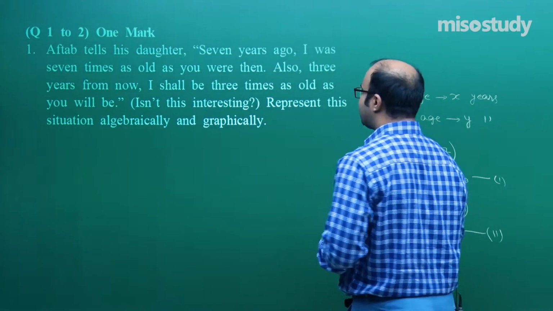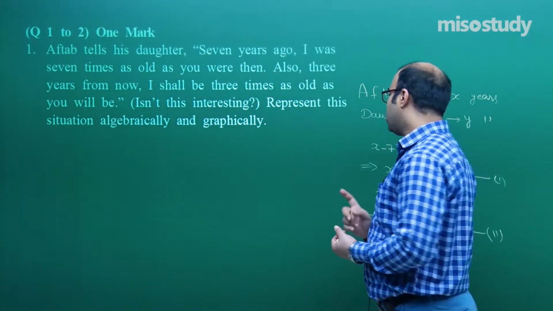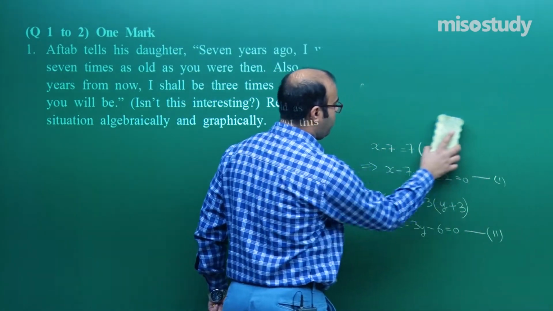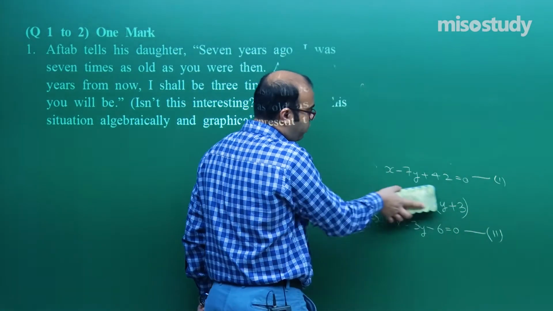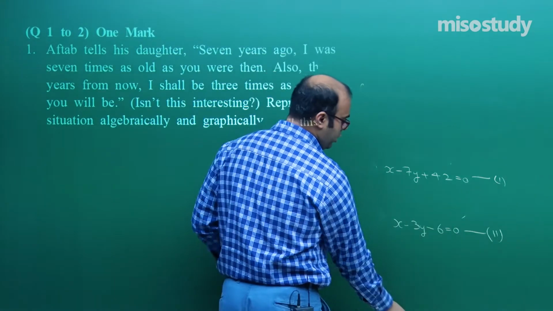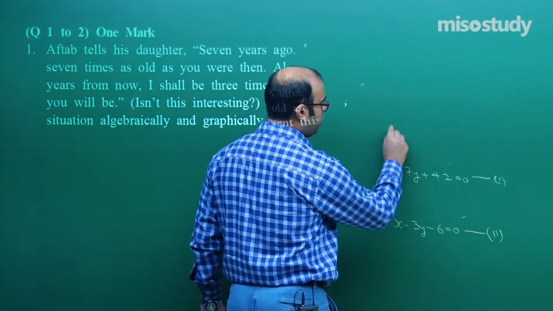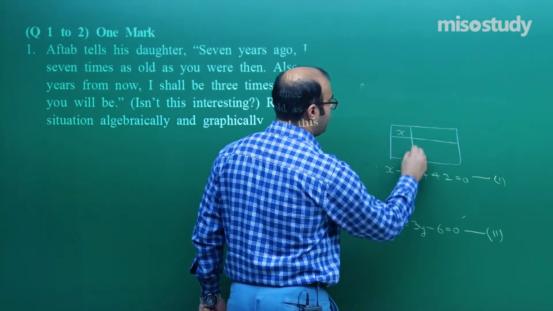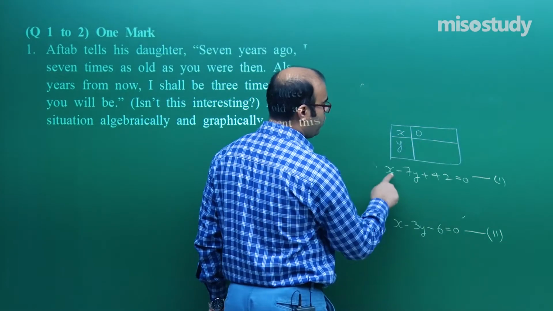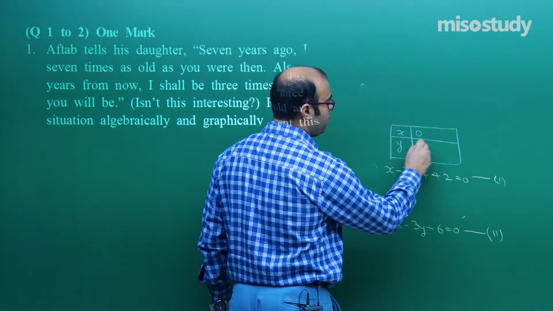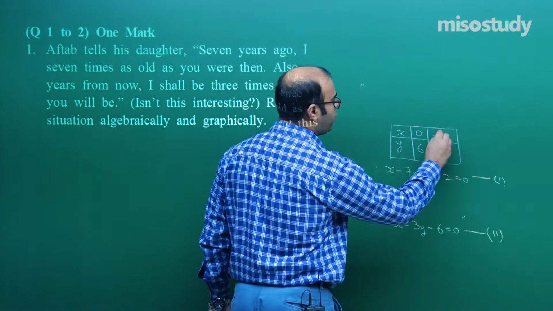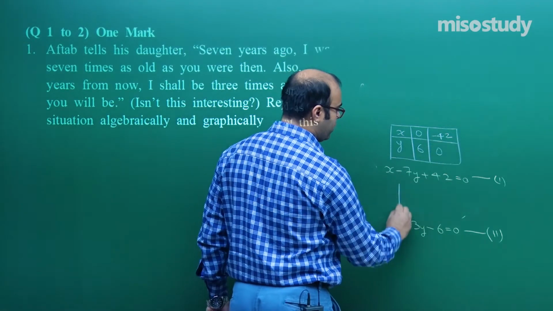Another thing which is asked is to show it graphically. So how do we show it graphically? As you remember, we have got these two equations, first equation and the second equation. In order to represent the first equation, we will take the values of x. Let us take x is equal to 0. If we take x is equal to 0, y will be 6. And if we take y is equal to 0, x will be minus 42. So this is the first one.